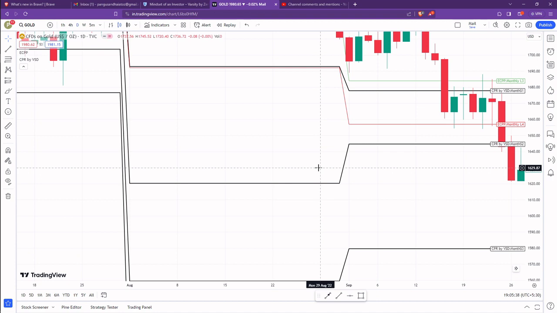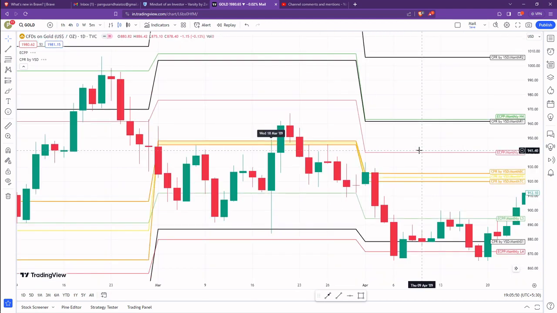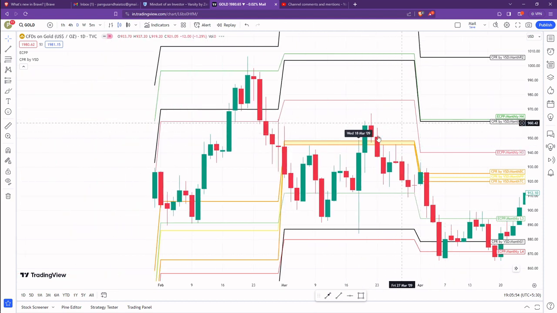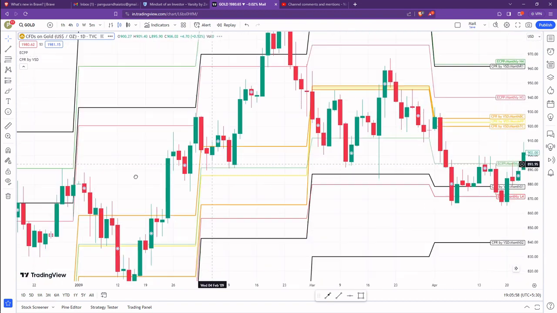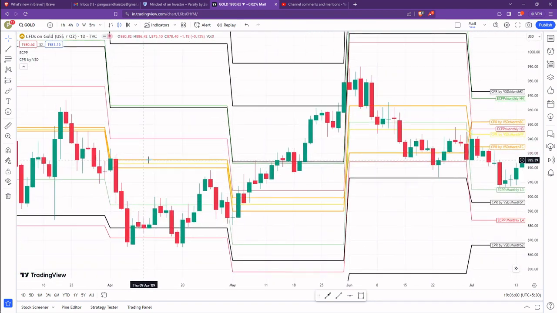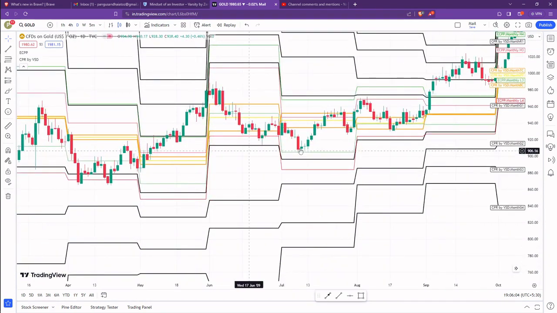Okay, and now he is explaining about the gold boom which happened. So let us go to the chart of gold where it happened during 2009. Okay, I'm going to the 2009 daily time frame, and this is a monthly CPR which we are using. Okay, you have to see this. You have to see this one minute.